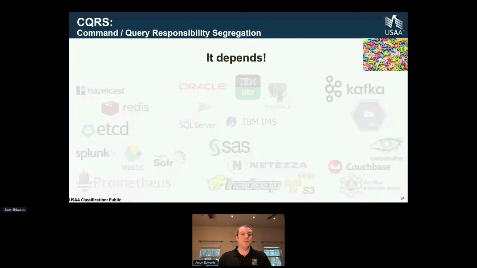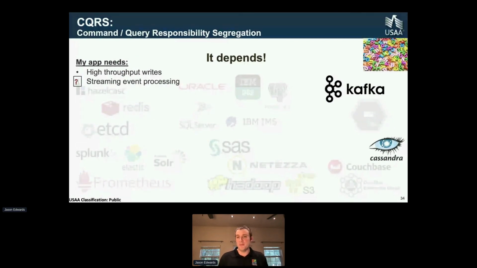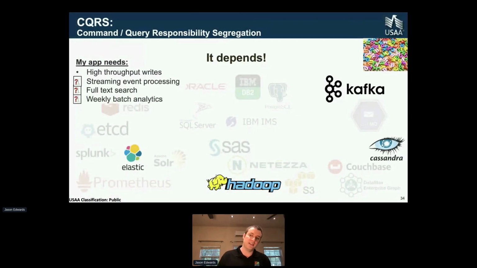So let's say that you're building an application that needs to be able to do super high throughput writes. I need to be able to insert new rows of data, and that's the main thing I need to be able to do. There's a lot of platforms that do that well. One of them is Cassandra. Well, what if I need to do streaming event processing? Kafka's good at that. What if I need to do full text search? Elastic's good at that. Batch analytics, Hadoop's great at that. Graph modeling, use a graph database.